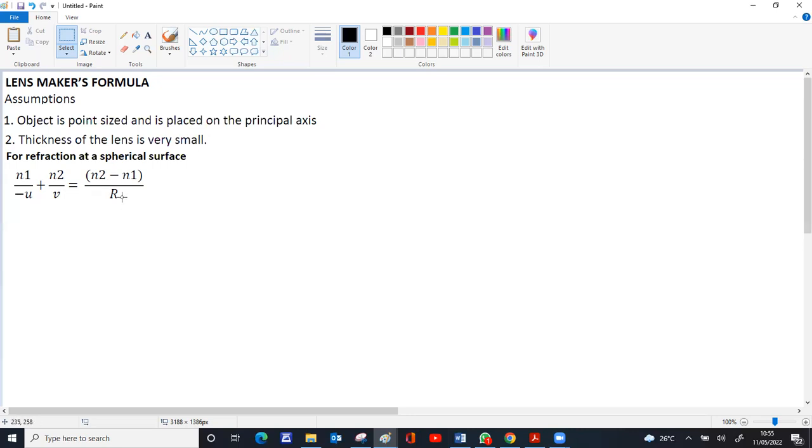Where r is the radius of curvature of the spherical surface. N1 is the refractive index of the first medium. N2 is the refractive index of the second medium separated by the spherical surface. u is the object distance and v is the image distance. Now the basic thing for the derivation of the lens maker's formula using these facts is the ray diagram.